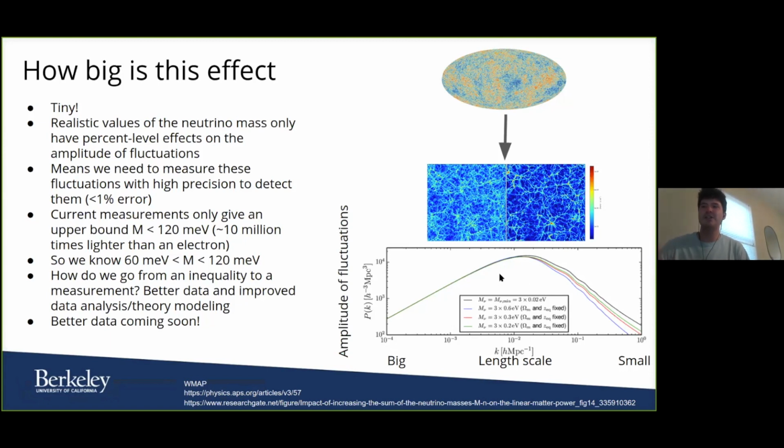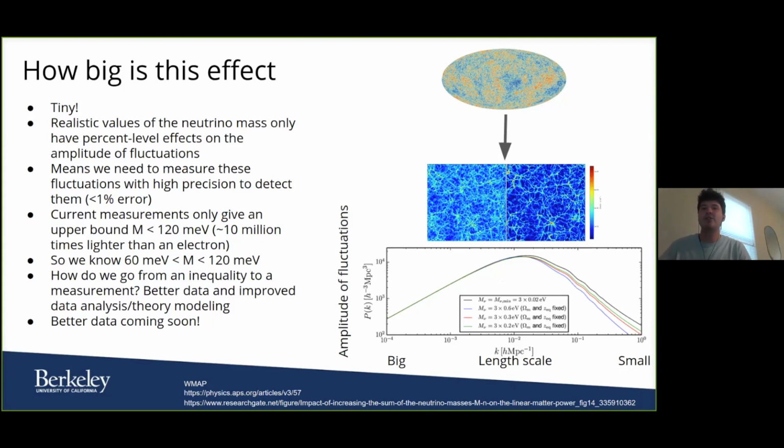And this effect, for realistic values of neutrino masses, is only a percent-level effect, which means that you have to be able to measure these fluctuations to better than a percent in order to actually detect the effect of neutrinos. Now with current data, with current CMB data and current galaxy clustering data, we can only put upper bounds on the neutrino mass. Our error bars are too large, and so we're not actually able to get a measurement.